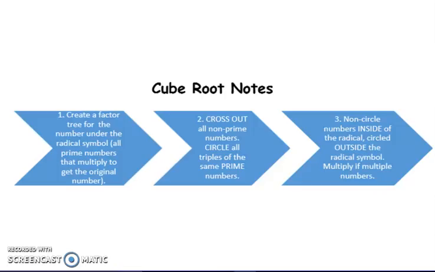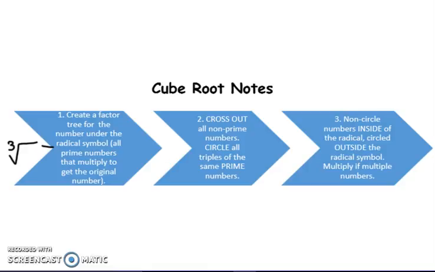Now, when it comes to taking the cube root of numbers, it's very similar to square roots. Our first step is still going to be the same. We want to create a factor tree. We want to break it down to all the prime numbers. The only difference is our radical symbol is now the cube root symbol, which still has that root, but there's going to be a little teeny tiny 3 in the top corner. That means you want to take the cube root of it. It's now 3 numbers.